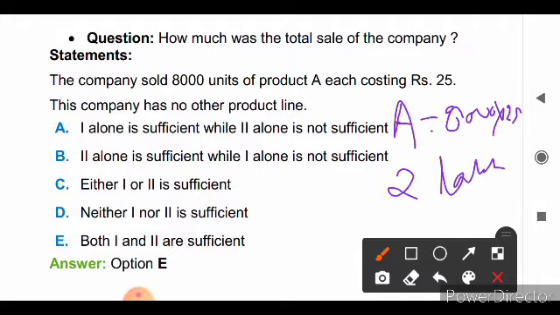And from statement 2 we know that the company deals only in product A. So the sale of product A is the total sale of the company, which is 2 lakh. So both statements 1 and 2 are sufficient to answer the question. So the right answer is option E.